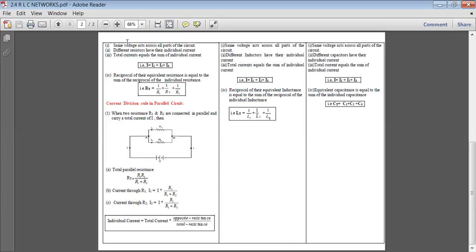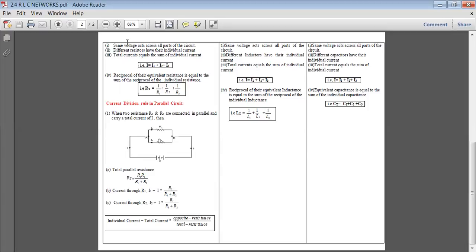Third one, total current equals the sum of individual currents. That is, I is equal to I1 plus I2 plus I3.